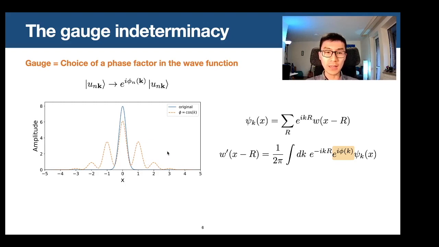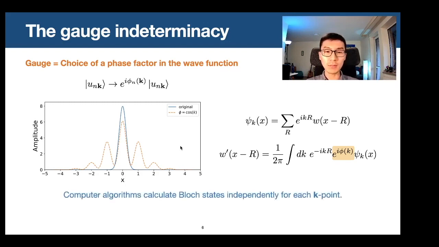So the main lesson from this example is that Wannier functions are not really unique, and depending on the choice of the gauge, we end up having a different Wannier function which is poorly localized. And this is also a problem in computer algorithms, because in many cases in DFT codes, we calculate Bloch functions independently for each k point. So there is no correlation of the phase with how they behave at the neighboring points in k space. This arbitrariness of the phase factor leads to a serious problem in obtaining the Wannier function.